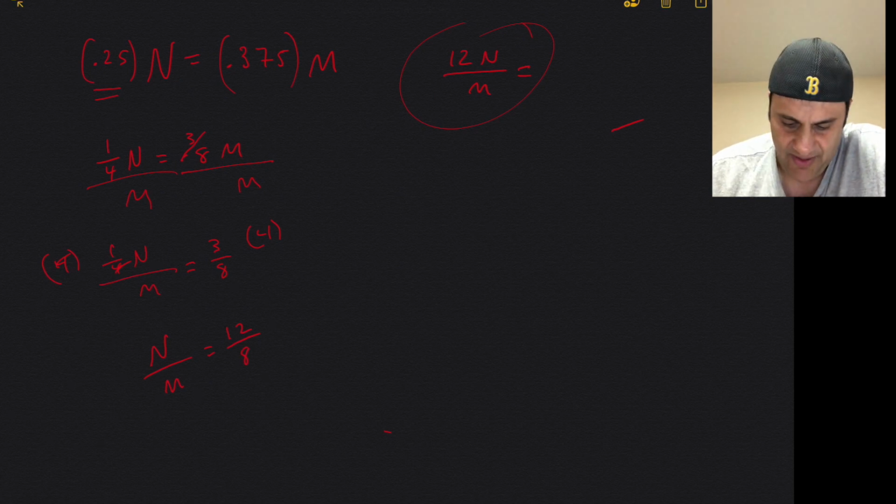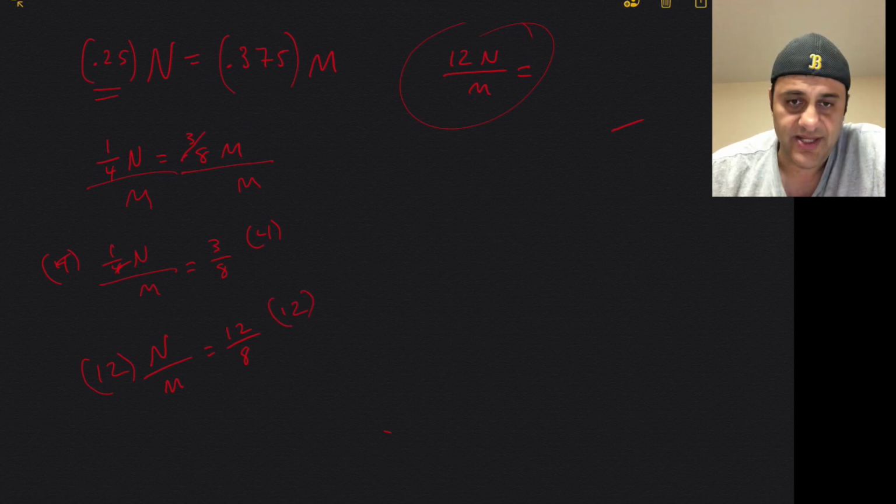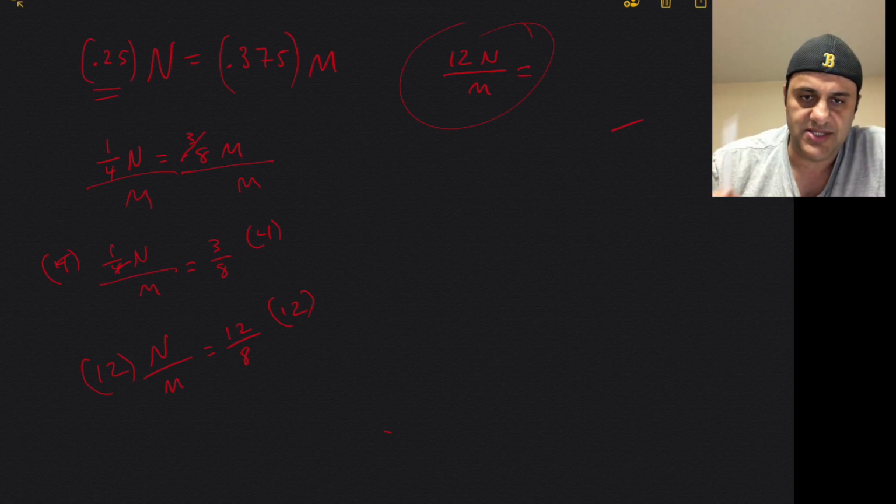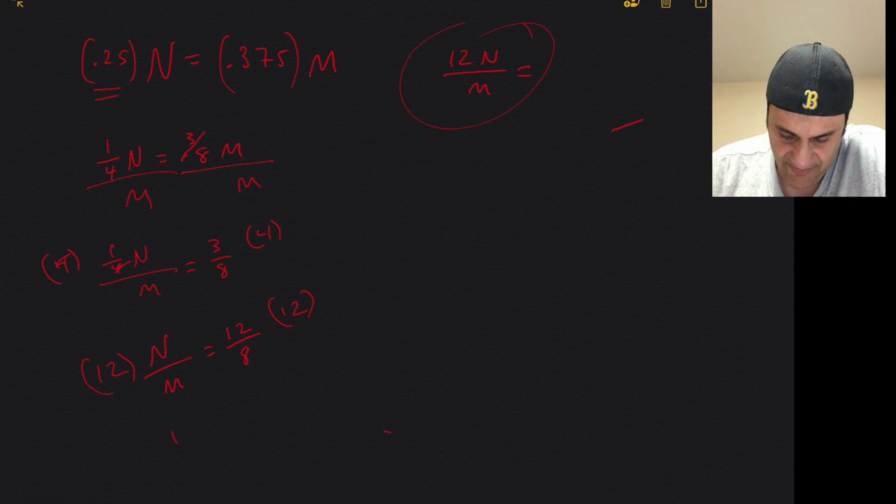Let's do all the simplifying we can do at the end. But we don't want to know what n over m is. We want to know what's 12n over m. Okay, so then we have to multiply 12 to each side. It's always okay to multiply numbers to each side, as long as whatever you do to the left side, you do to the right side. So now we have 12n over m, which is what we want, equals 12 times 12 over 8.